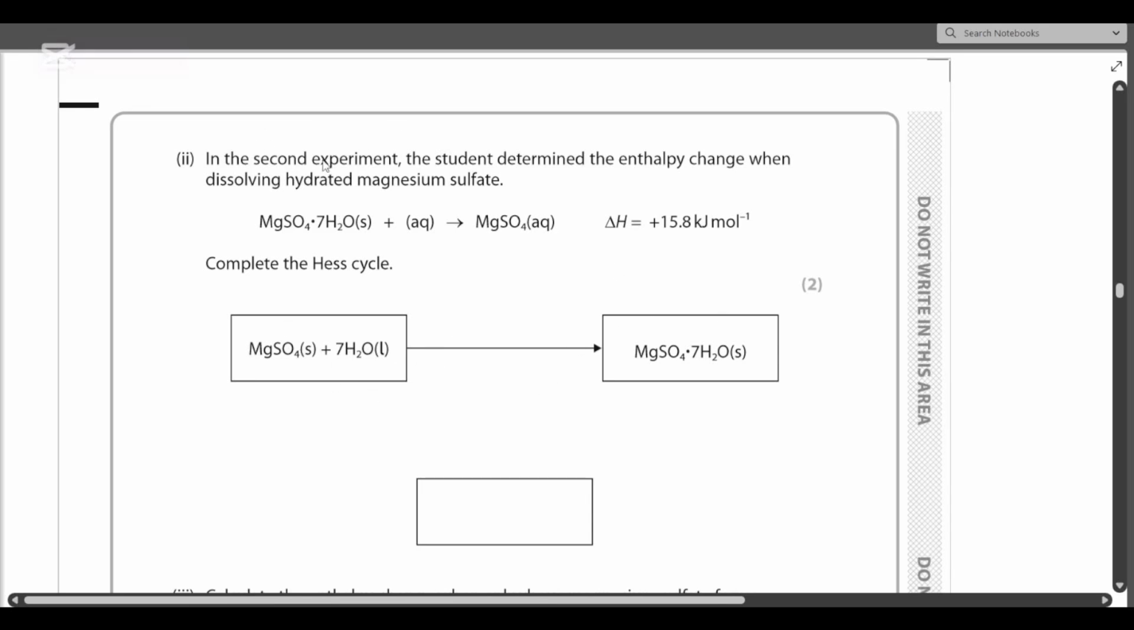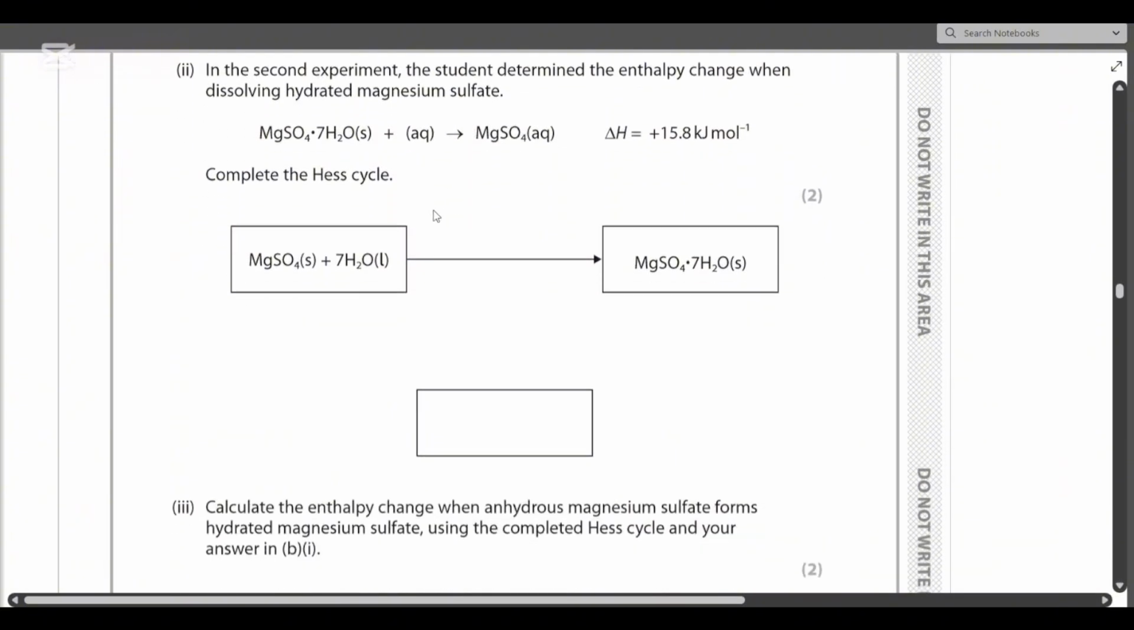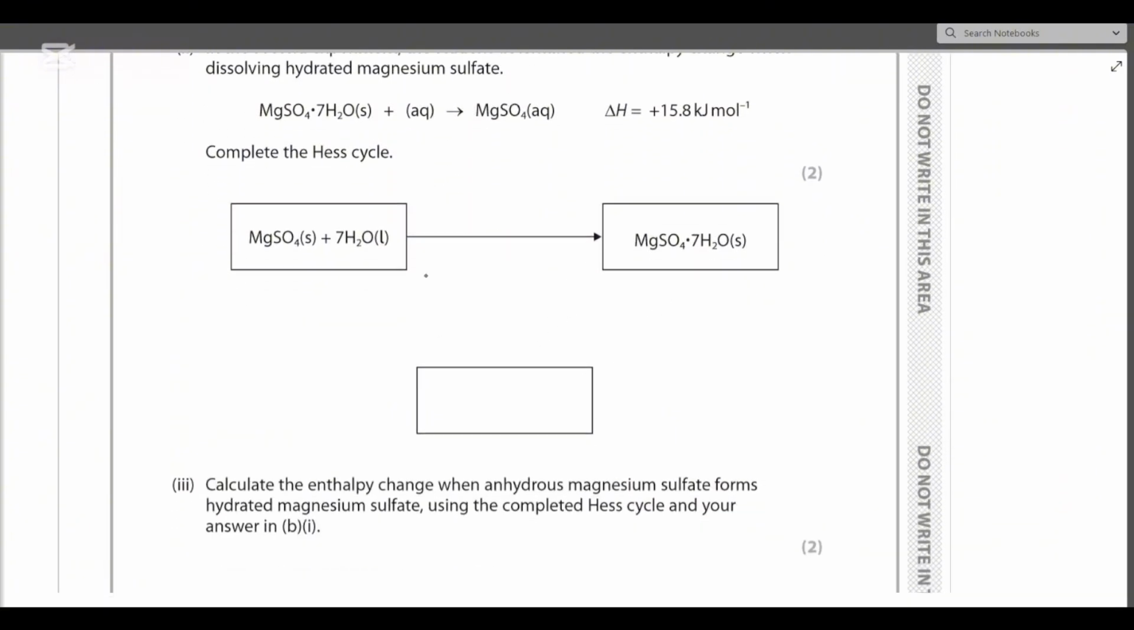They told us to complete the Hess cycle. In the second experiment, he determined the enthalpy change when dissolving hydrated magnesium sulfate. This is the reaction. The nature of the reaction is provided, which is endothermic. To complete this Hess cycle, we have the enthalpy change in dissolving. When you try to decompose the hydrated salt, you tend to get one product as water and the other product as magnesium sulfate, as it gets separated.